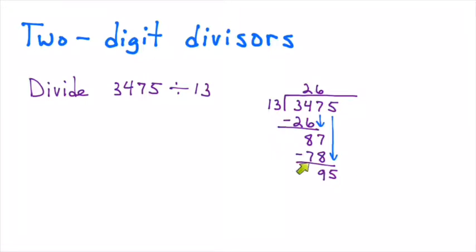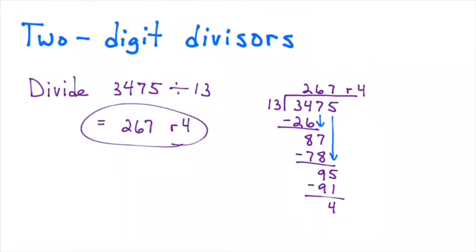How many times will 13 go into 95? Well, I'm going to use the fact that I just figured out what 13 times 6 was. 13 times 6 was 78. If you add 13 to that, that'll take you to 91. So 13 times 7 is 91, which is really close to 95. So now I'm going to say that 13 goes into 95 7 times with 4 left over. And there's nothing left to pull down, so 4 is our remainder. And now we can say that 3,475 divided by 13 is equal to 267, remainder 4.